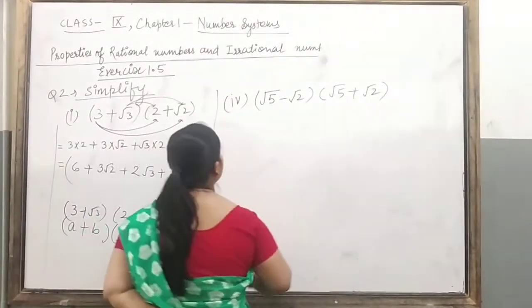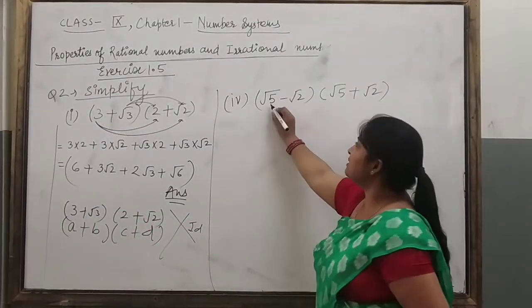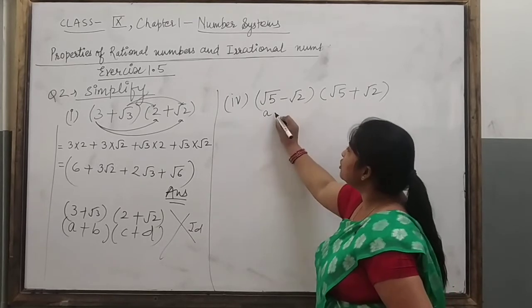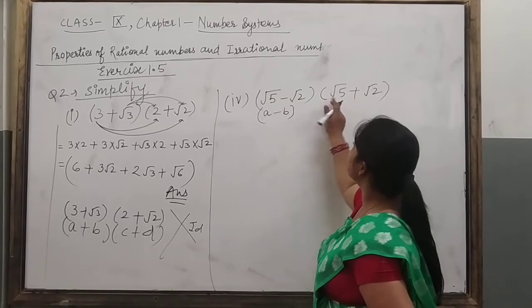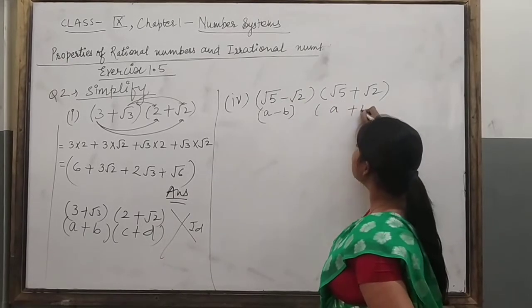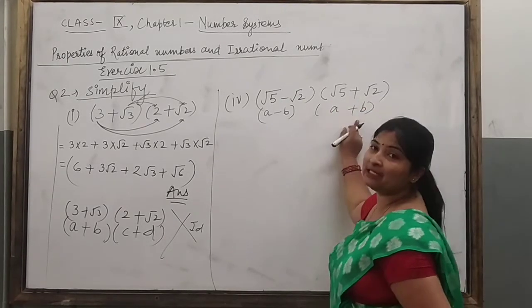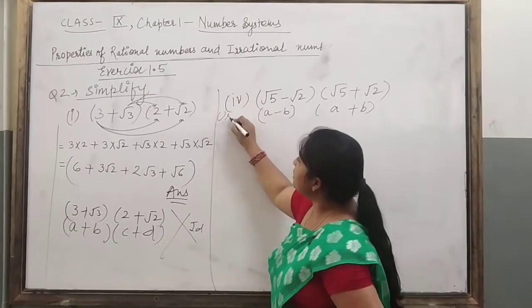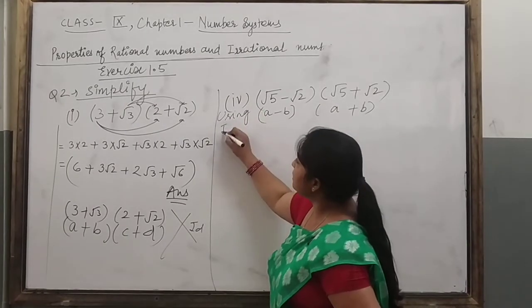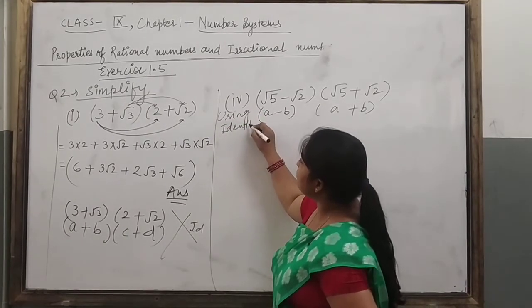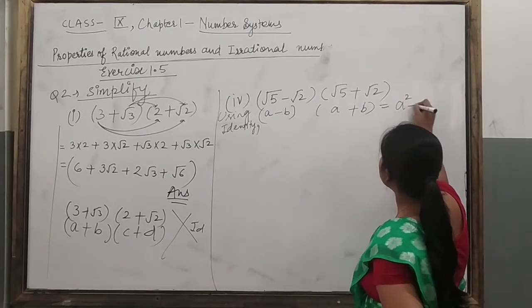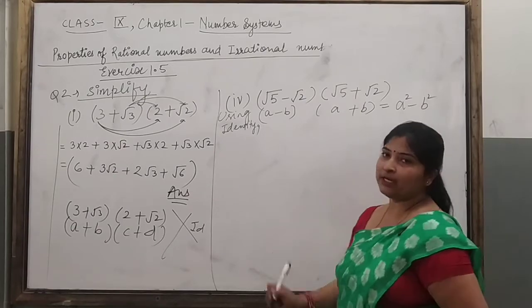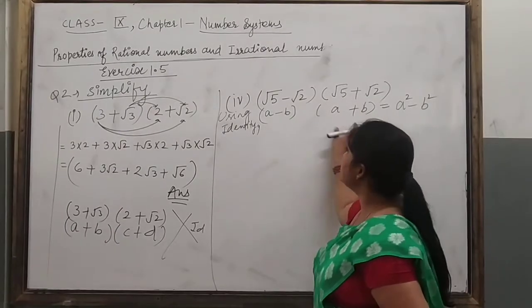Now the fourth part, you can check it. If you assume this as A, then this is A minus B. And what about this? If this is A, this will also be A plus B. So can you see that this is an identity? So we use the identity: A minus B into A plus B is A square minus B square. You have done this in 8th class, so this identity we will use over here.